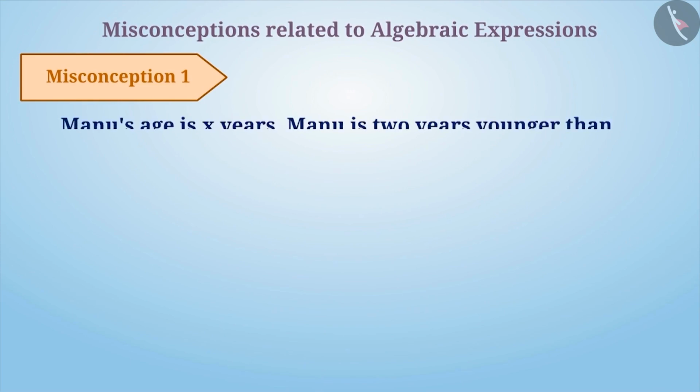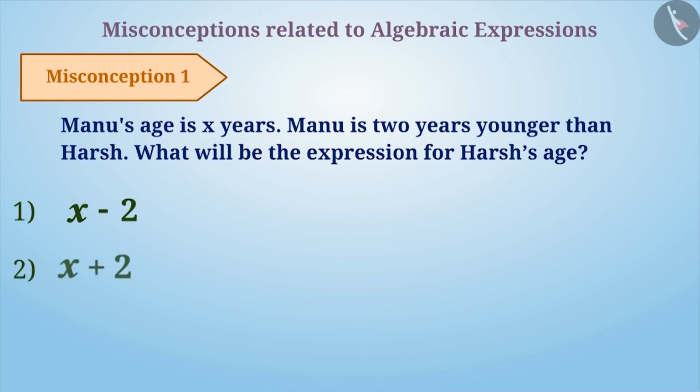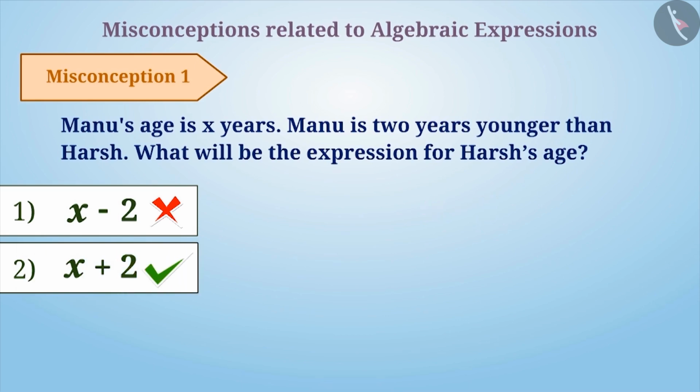Misconception 1. Manu's age is x years. Manu is 2 years younger than Harsh. What will be the expression for Harsh's age? Many times, the information is expressed in the same way as it is read. With this understanding, the answer x minus 2 is obtained, which is the wrong answer. Here, x plus 2 is the right answer.